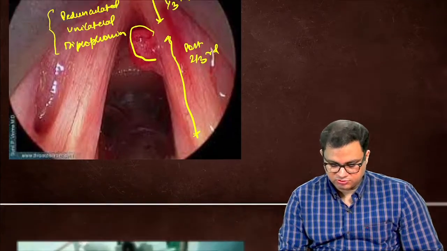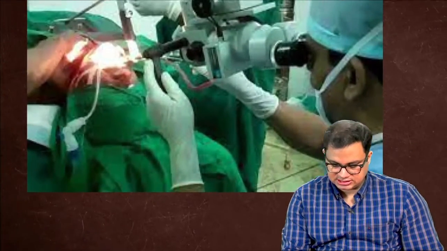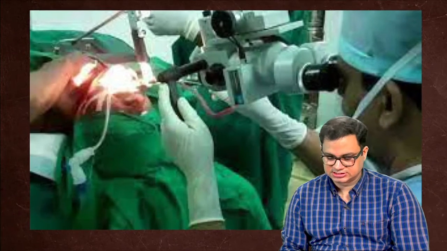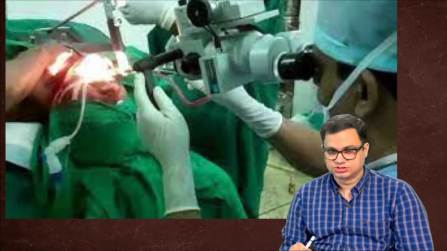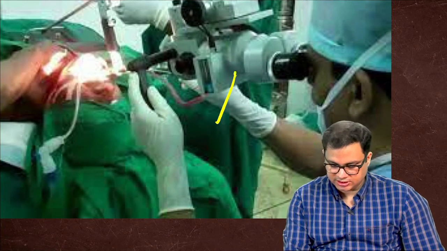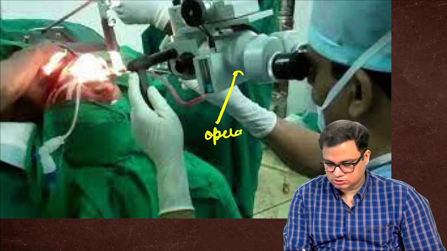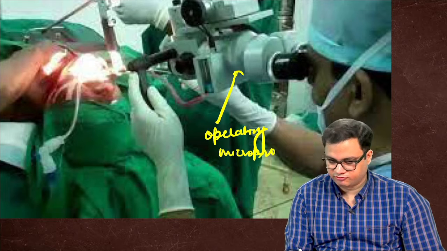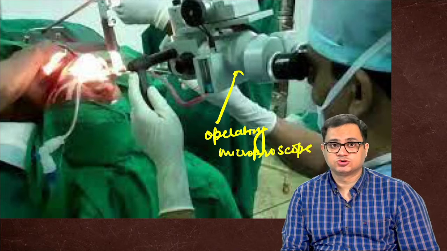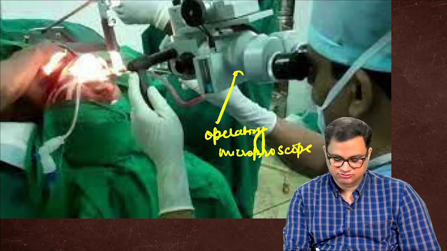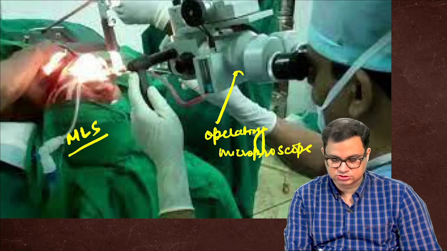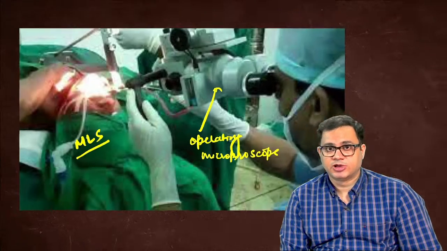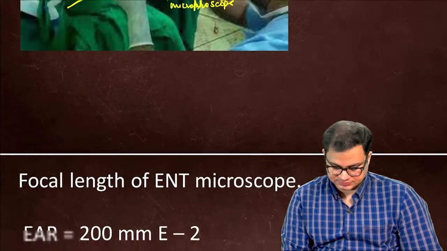Now how will we be removing them? This is the image. In this, this is the surgeon who is using the operating microscope. The surgeon is removing the polyp with the help of the operating microscope, and you can see this is the procedure being undergone, and this procedure is known as MLS, or microlaryngeal surgery.